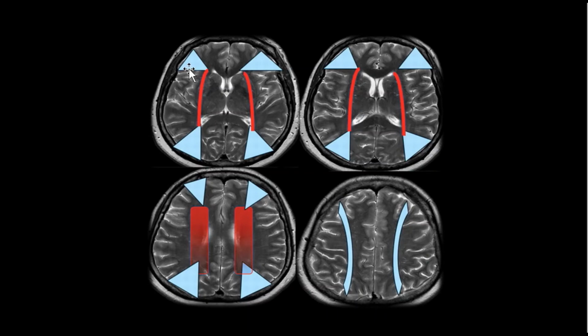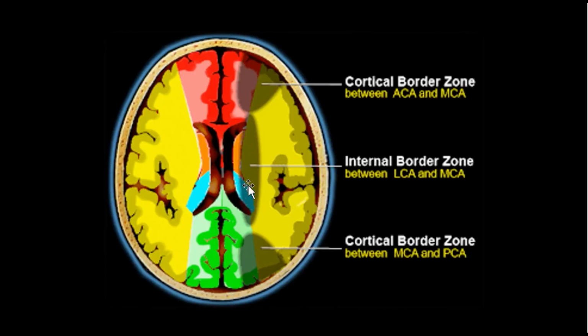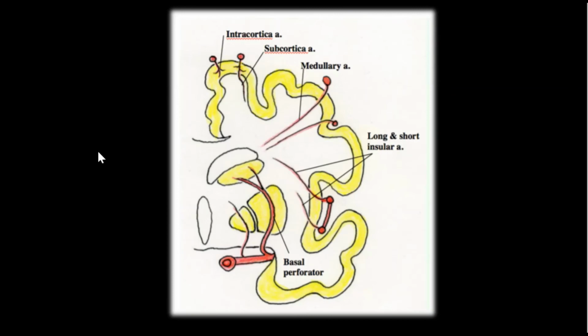What is seen in blue is the external watershed infarcts, and what is seen in red is the internal watershed infarcts. Here we will just concentrate on the internal watershed infarcts between the lenticulostriate arteries and the middle cerebral arteries. This is one picture one should spend some time on. This is not usually discussed in the stroke forums.